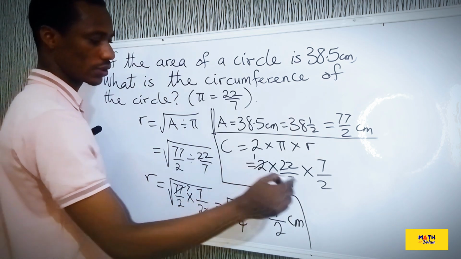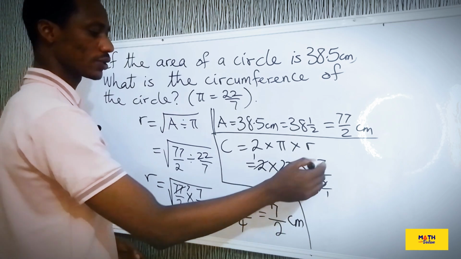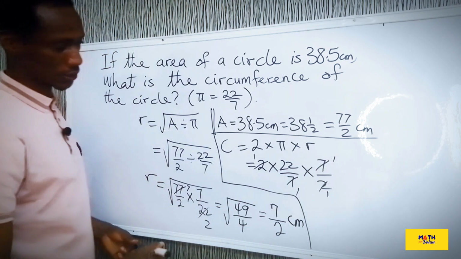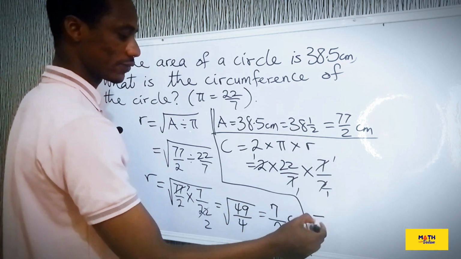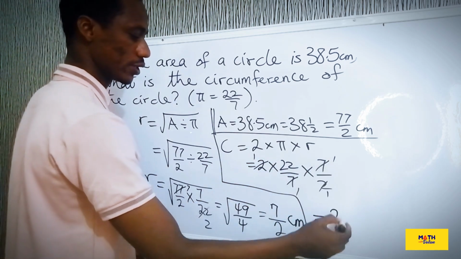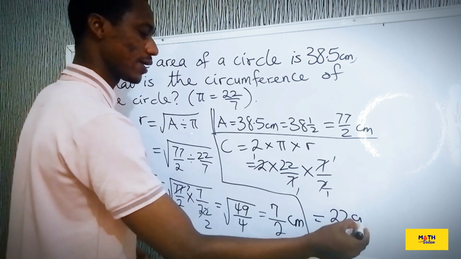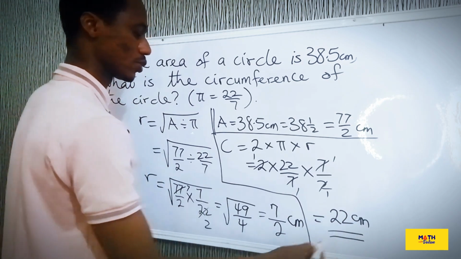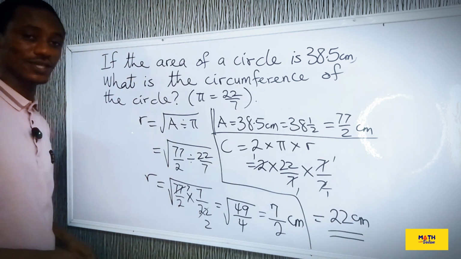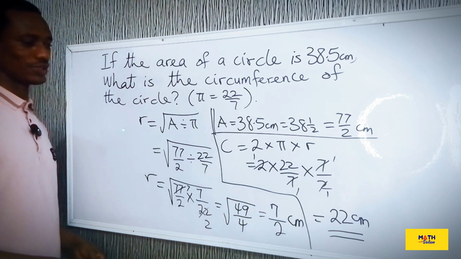2 goes there 1, and 2 here is 1. 7 in 7 is 1. 7 in 7 is 1. And then what do we have left? We have 1 times 22 times 1, which is 22/1. And so our final answer is 22 centimeters. So the circumference of the circle is 22 centimeters.